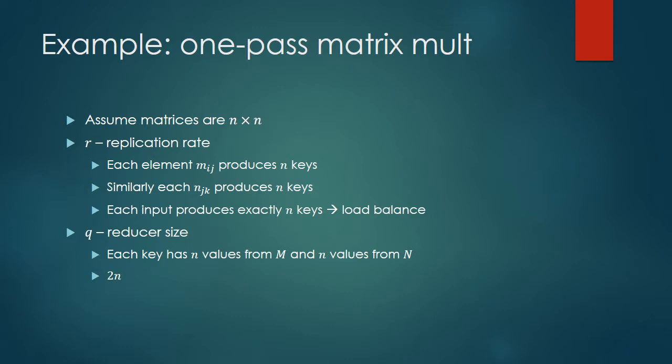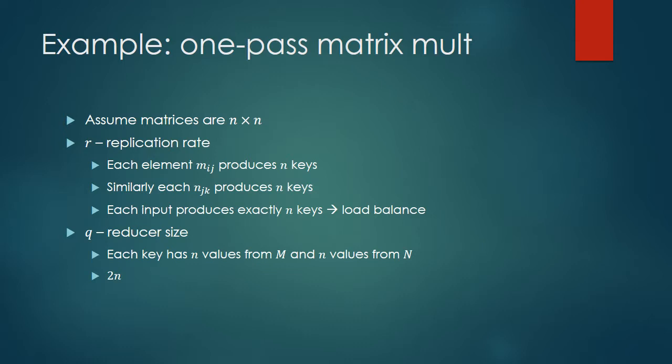So let's just quickly go through this. This is very easy. Matrices are n by n. R is the replication rate, right? Each element produces n keys. Each Mij, I produce that many duplicates. Similarly, Njk produces n keys, right? Correct? Each input produces exactly n keys, which is good from a load balance perspective. What is the reducer size? Each key has n values from M and n values from N. So the reducer size is 2n in this case.